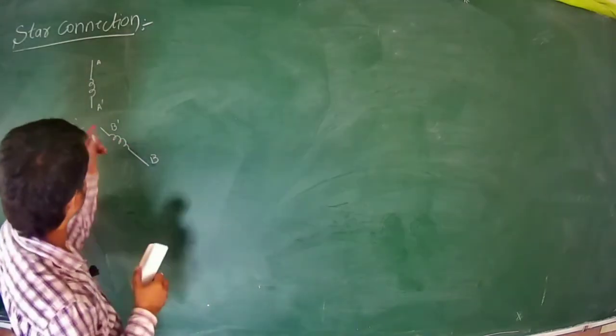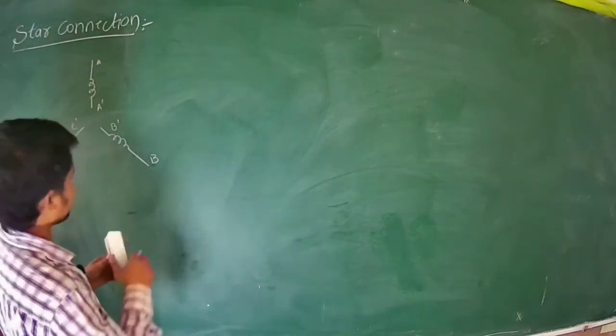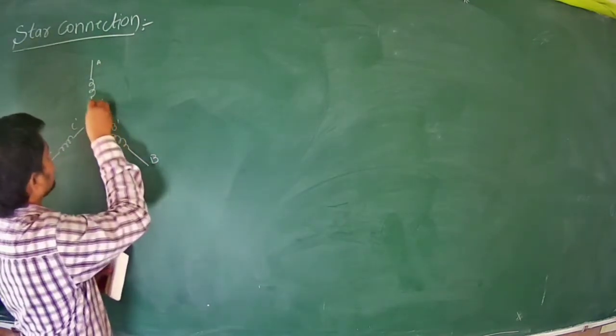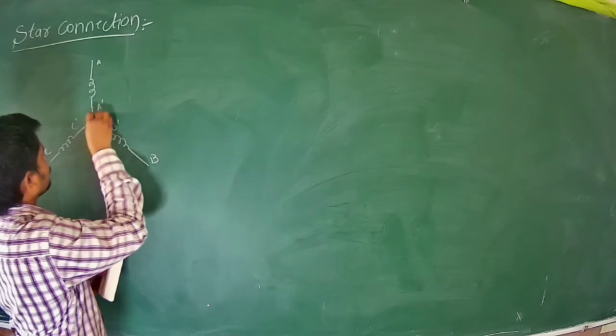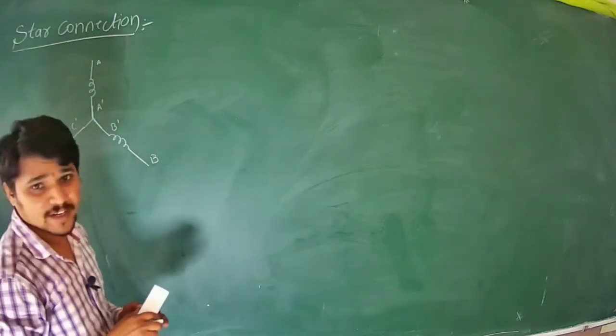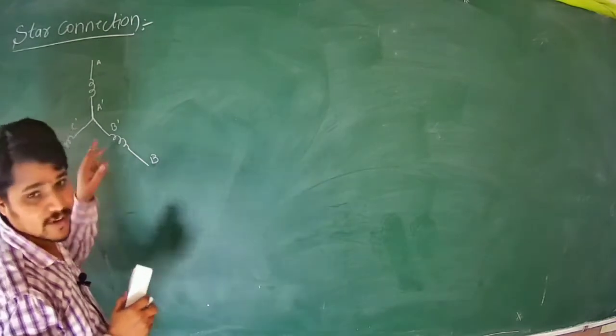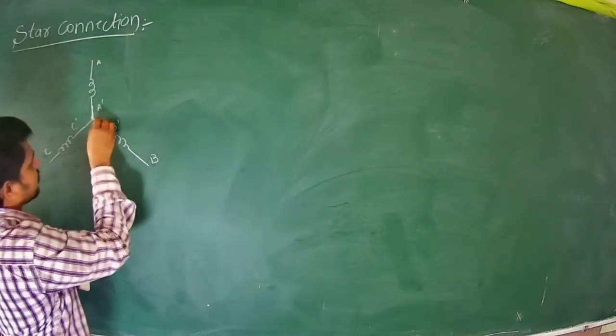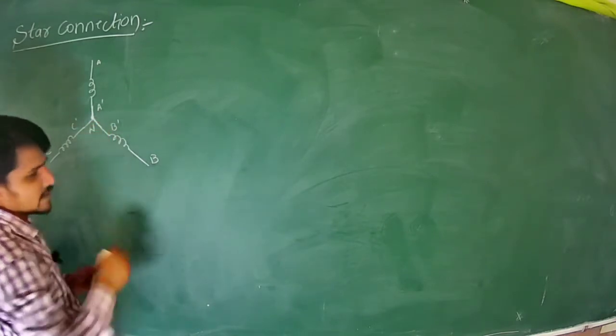So if we connect the similar terminals, that is, like this is the entering terminal, this is the ending terminal. If you connect the ending terminals at a point, or if you join all the terminating points or ending points at a point, then that leads to the star connection, which we have discussed. This point we are calling the neutral point N.